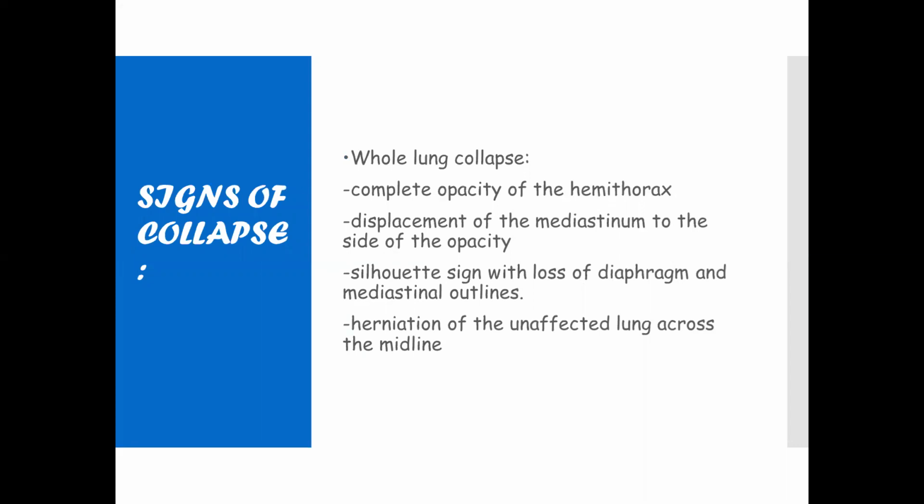So if you look at a whole lung collapse, there will be a complete opacity of the hemithorax, displacement of the mediastinum to the side of the opacity. So if you remember when we talked about pneumothorax, displacement is to the opposite side. In collapse, it's displacement to the affected side. Silhouette sign will be lost, loss of diaphragm and mediastinal outlines, herniation of the unaffected lung across the midline.